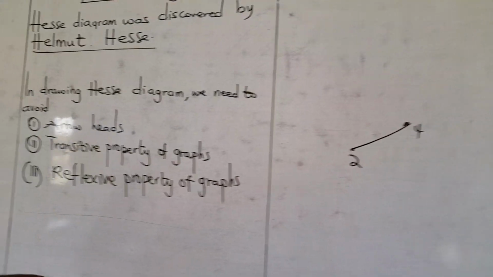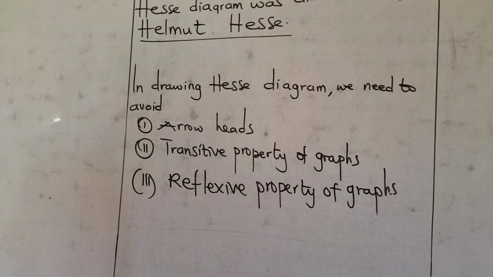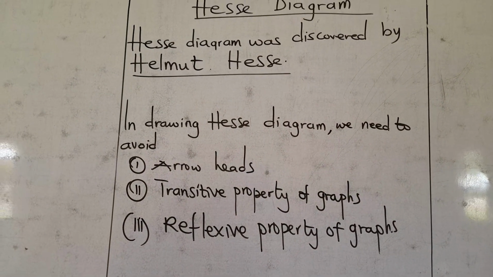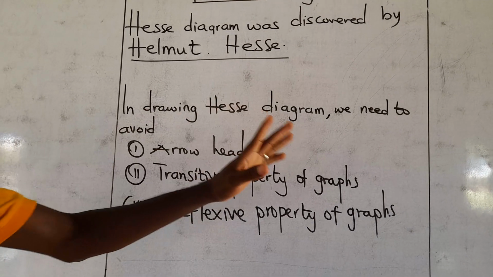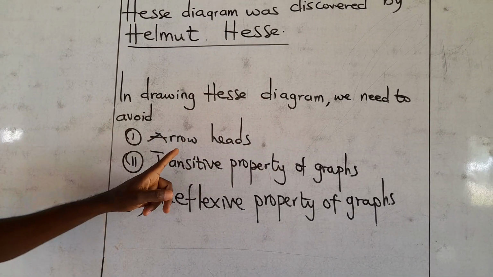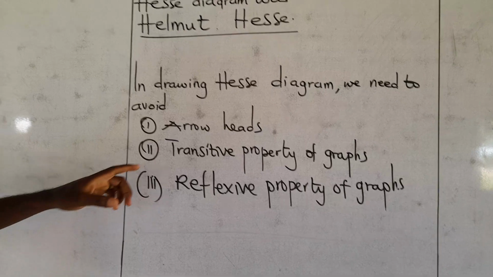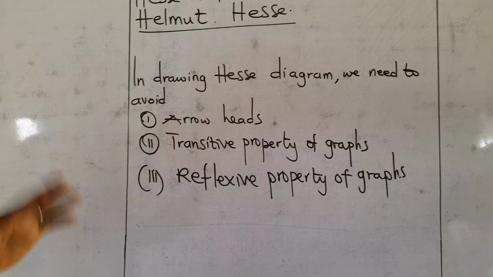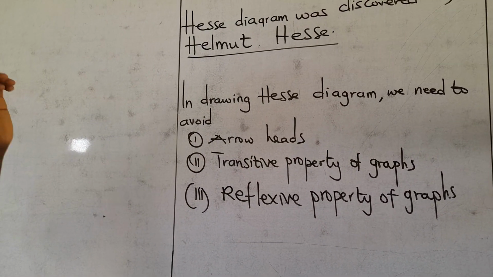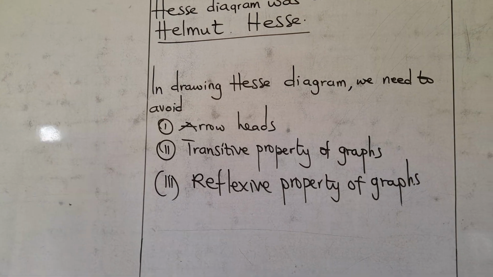However, there are some things we need to avoid when we are drawing Hasse diagram. And what are those things? In drawing Hasse diagram, we need to avoid, 1, arrowheads. We need to avoid transitive property of graphs. Then we also need to avoid the reflexive property of graph.